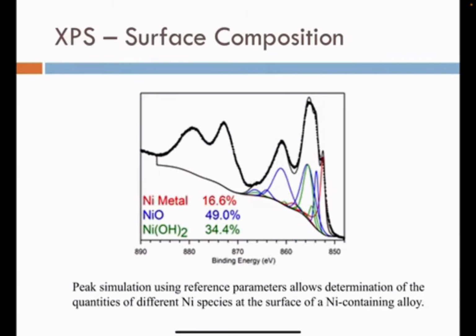So here is the XPS of nickel metal, nickel oxide, and nickel hydroxide. Nickel metal is in the 0 oxidation state, nickel oxide is in 2+, and nickel hydroxide is in 2+. So both are shifted in the binding energy.